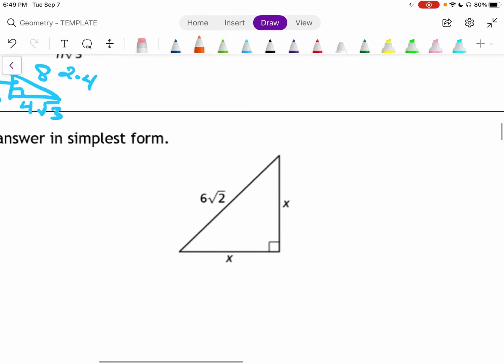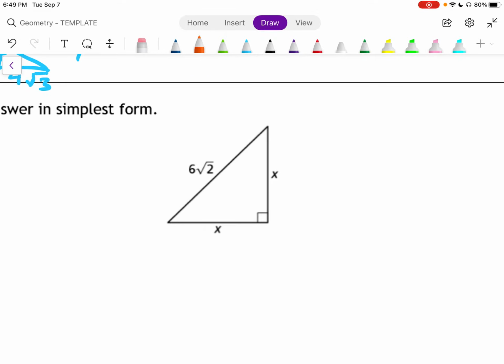Next up, this one only lists the right angle. But the other thing that it does is it lists that both of these side lengths are x, which makes it an isosceles triangle, which makes these angles equal, so that forces them to be 45 degrees.